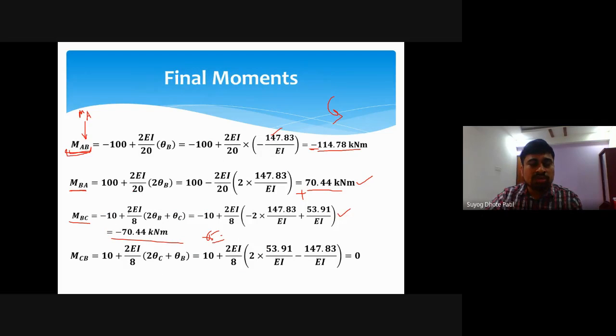After substituting, this 70.44 and 70.44 just counteract, so counterbalance, so it is 0. Ultimately MBA plus MBC is 0. Ultimately MCB again comes out to be 0, right? So this is a simple numerical.